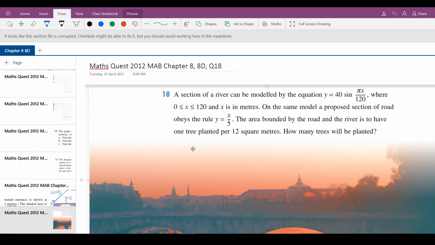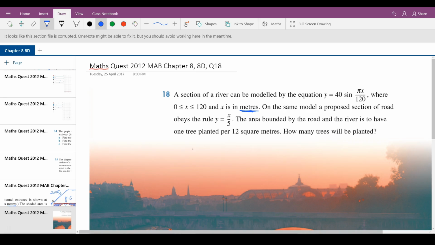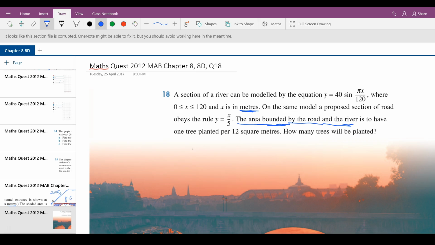Okay, question 18. A section of a river can be modeled by the equation y equals 40 sine pi x over 120, where 0 is less than or equal to x, which is less than or equal to 120, and x is in meters. Good, so we've got meters here. On the same model, a proposed section of road obeys the rule y equals x over 5. The area bounded by the road and the river is to have one tree planted per 12 square meters. How many trees will be planted?